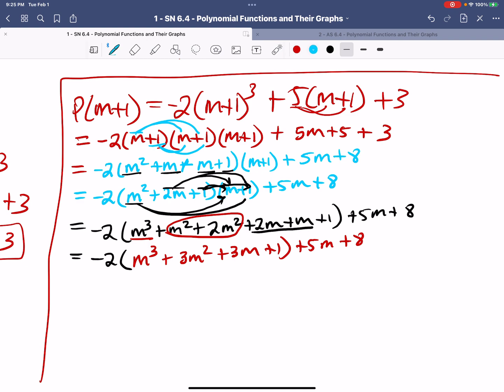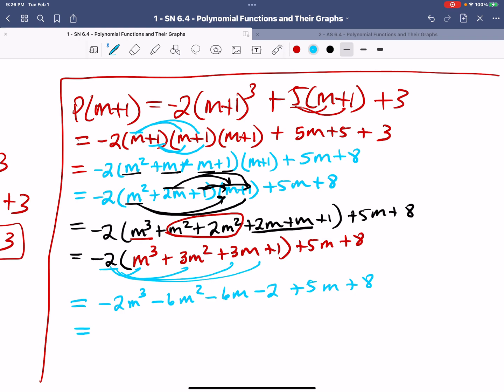Now I need to distribute this negative 2. So negative 2 times this, and times that, and times that, and times that. So I'm going to get negative 2m cubed minus 6m squared minus 6m minus 2. Then finally, I'm going to get to combine it with my 5m plus 8. Last thing I have, my answer then, p to the m plus 1 is negative 2m cubed minus 6m squared minus m plus 6.